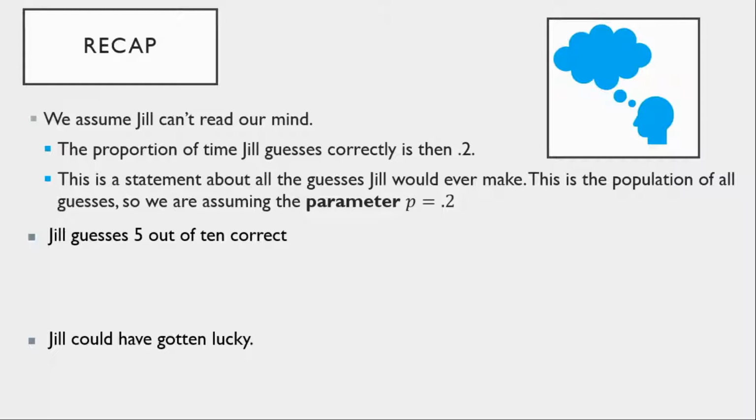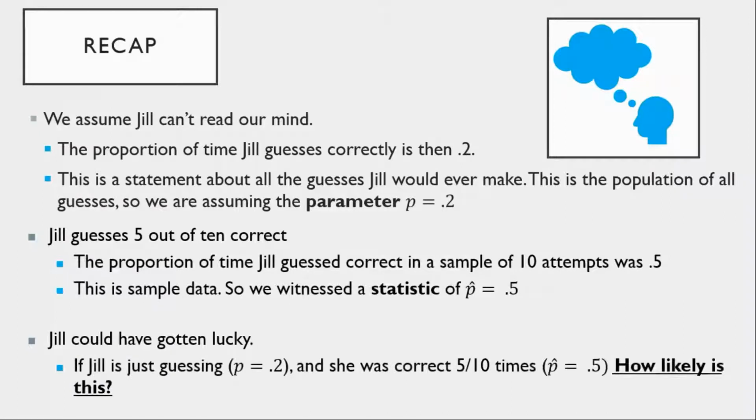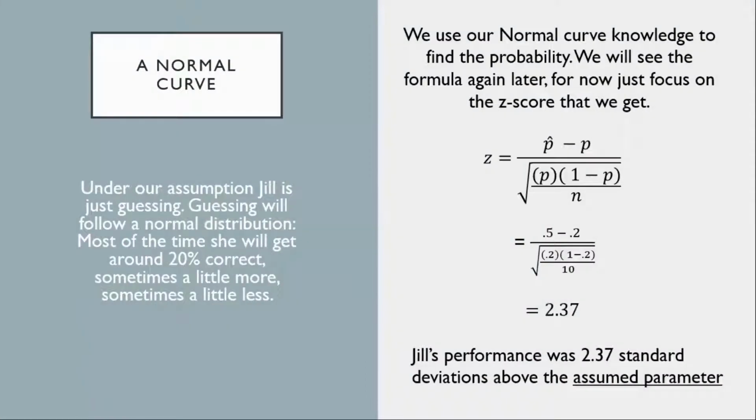Next, we saw that Jill actually did guess 5 out of 10 correct. So this is from sample data. This is what we witnessed her do. So this is a statistic. P hat equals 0.5. So now that we've got something symbolized here, if she's just guessing, this would say the parameter is 0.2. What we did witness was a p hat of 0.5. So now we're ready to answer the question, how likely is this to have happened?